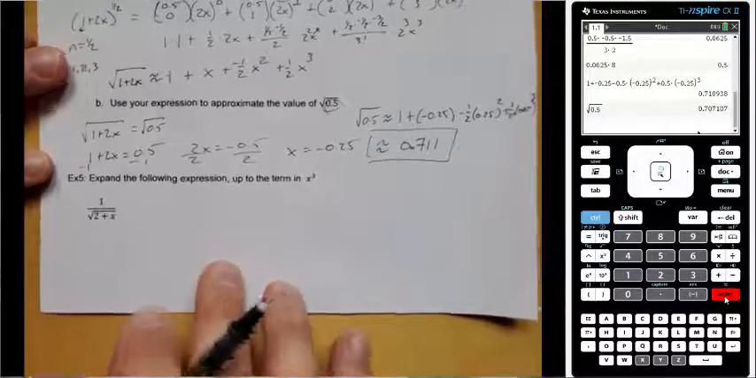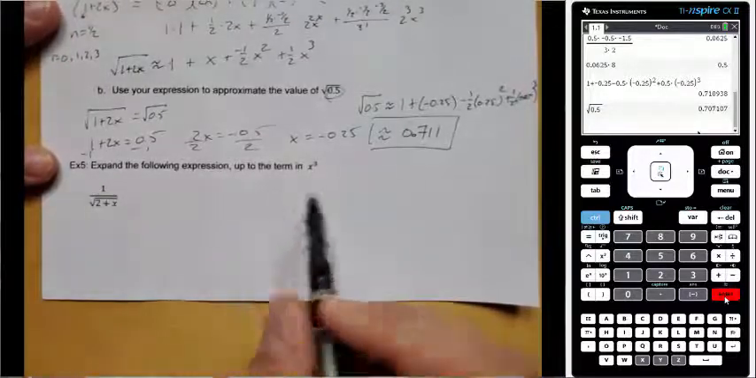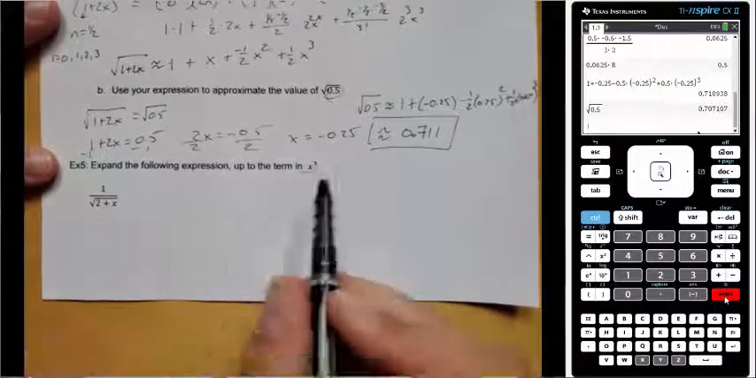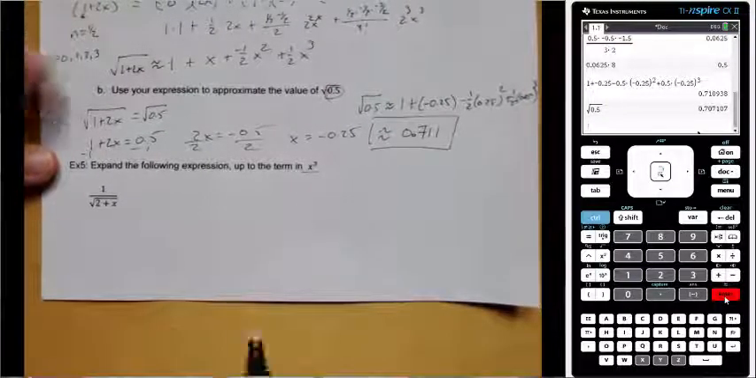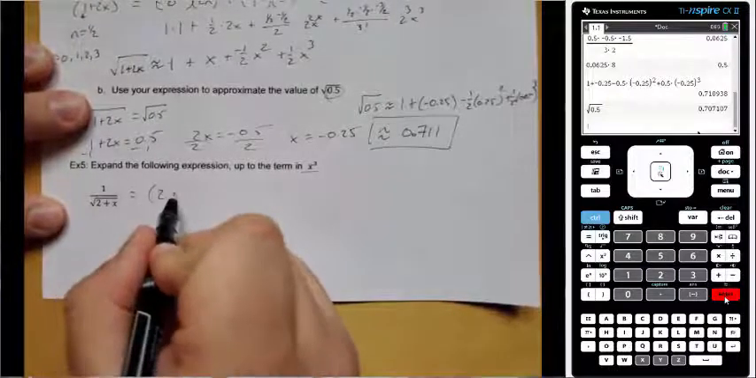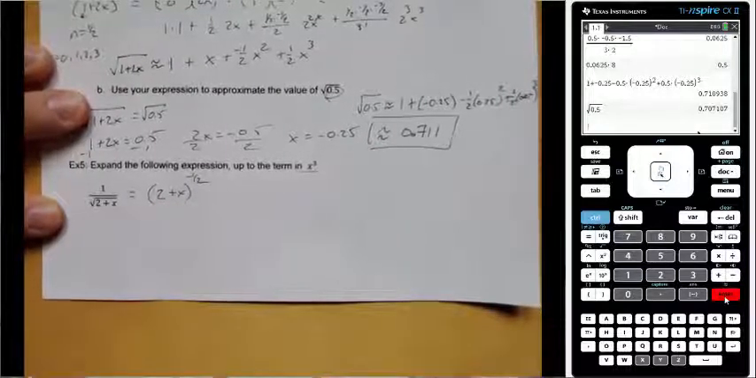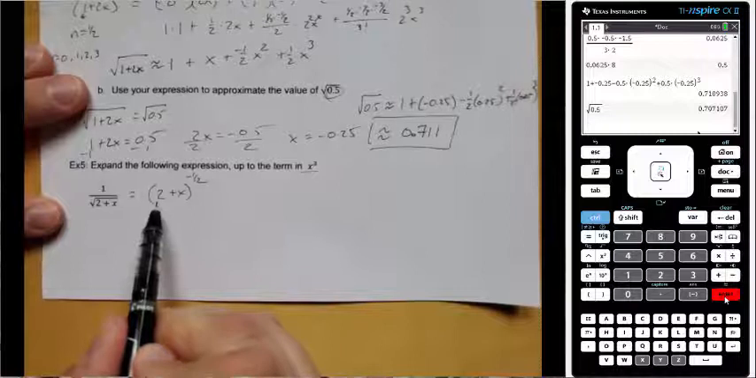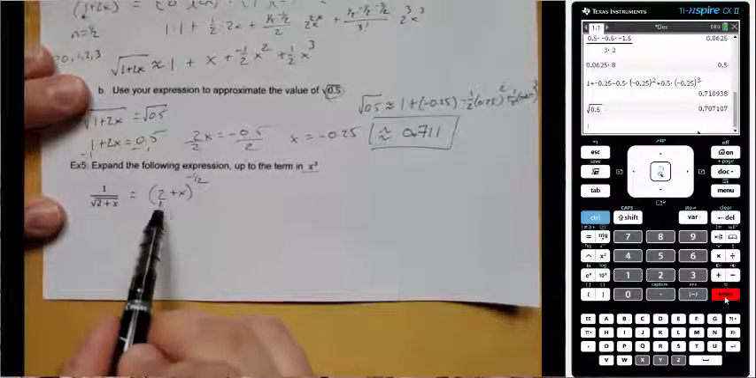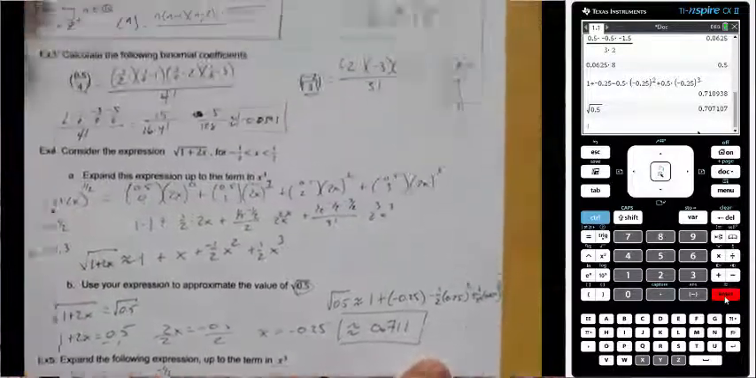We'll wrap up with one more example. This time we're not going to bother with the approximation. We're just going to do similar to what we did in part A and calculate this out to the x cubed term. This is the same as 2 plus x to the minus 1/2. Note the leading term is not 1. The expansion is a lot cleaner to write if the value of a is 1.